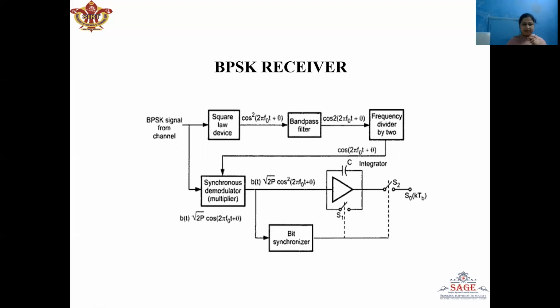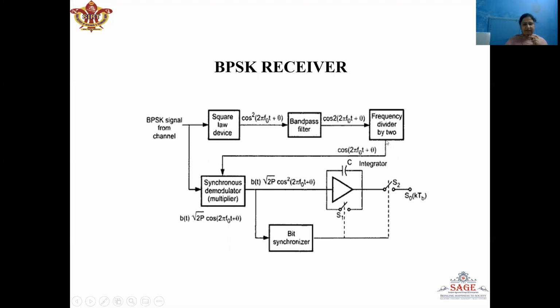Now, coming to the BPSK receiver, here the signal undergoes a phase change θ depending on the time delay, which depends on the length of the path from the transmitter to the receiver. So here we can see the modulated signal which is received at the receiver end is given by b(t) √(2P) cos(2πf₀t + θ), where θ is the phase shift undergone by the signal when it is transmitted through the channel. Here, the demodulation technique employed is called synchronous demodulation.